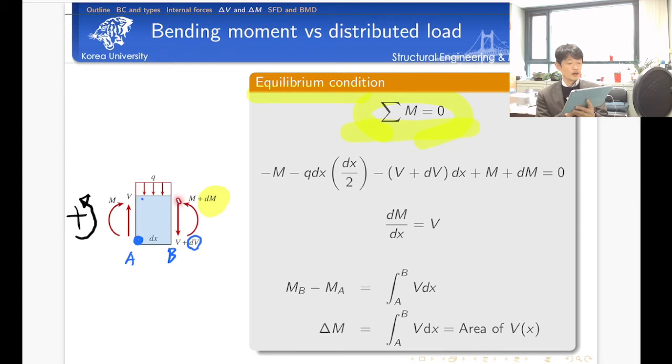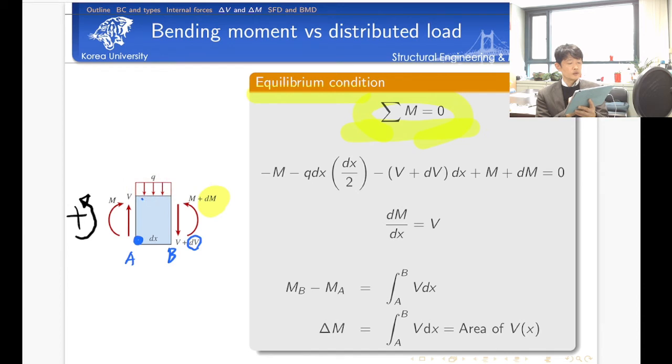Now how about this one? We have a non-zero arm length, right? But it produces a clockwise moment. That's why we have V plus dV, and this is the distance dx. That's why we have a minus sign. Is it clear? And then let's look at this one.